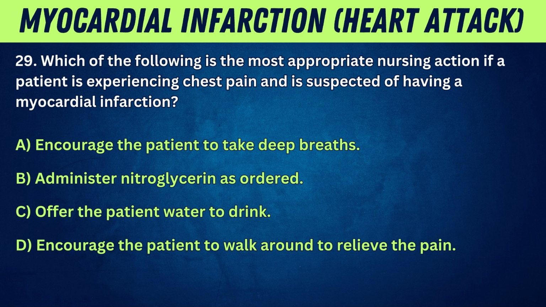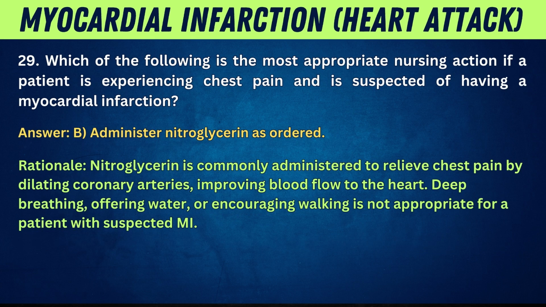29. Which of the following is the most appropriate nursing action if a patient is experiencing chest pain and is suspected of having a myocardial infarction? A. Encourage the patient to take deep breaths. B. Administer nitroglycerin as ordered. C. Offer the patient water to drink. D. Encourage the patient to walk around to relieve the pain. Answer. B. Administer nitroglycerin as ordered. Rationale. Nitroglycerin is commonly administered to relieve chest pain by dilating coronary arteries, improving blood flow to the heart. Deep breathing, offering water, or encouraging walking is not appropriate for a patient with suspected MI.